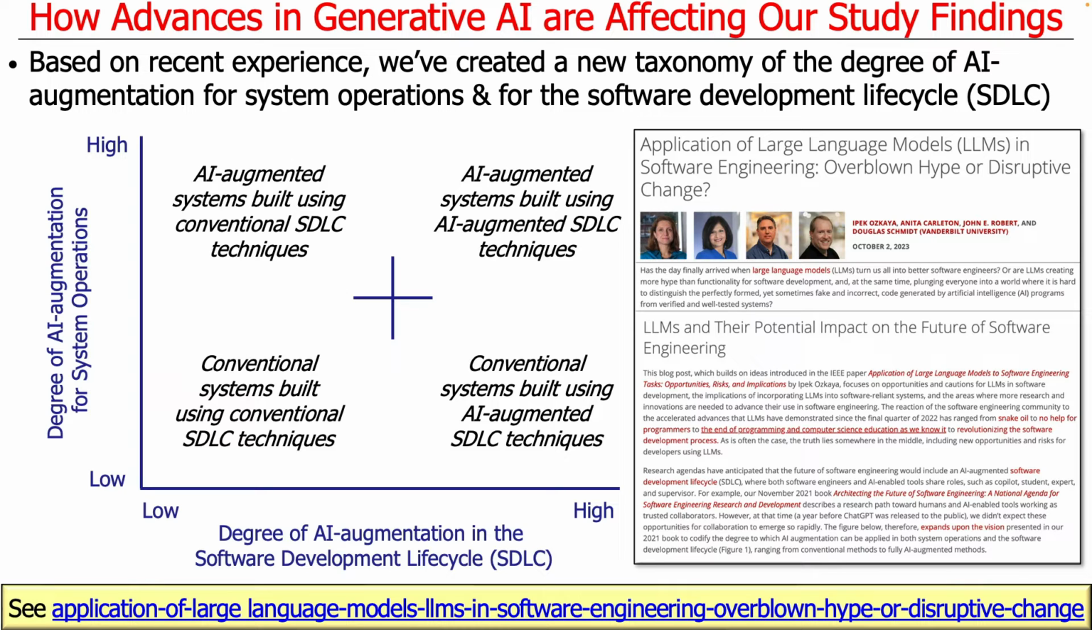So we decided there were really four dimensions; it's a fourfold table with two axes. The x-axis is the degree of AI augmentation in the software development lifecycle. That's, do we use AI to build software? And the degree of AI augmentation for operating the system. In other words, is it AI enabled or not? So let's take a quick look at this and give you a level setting of how to think about this space.